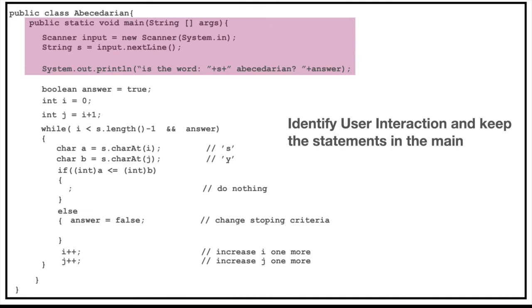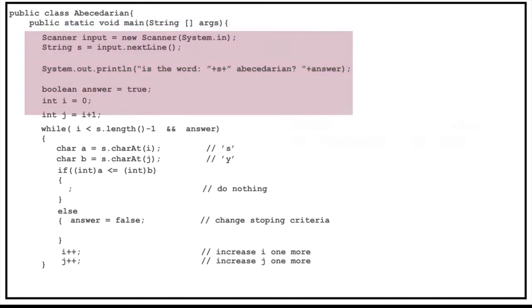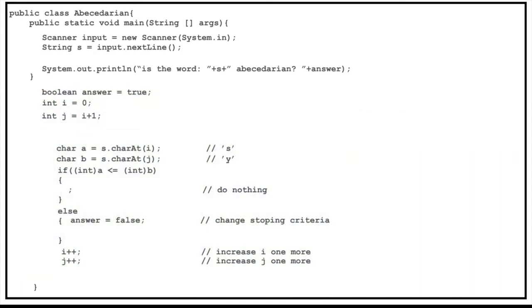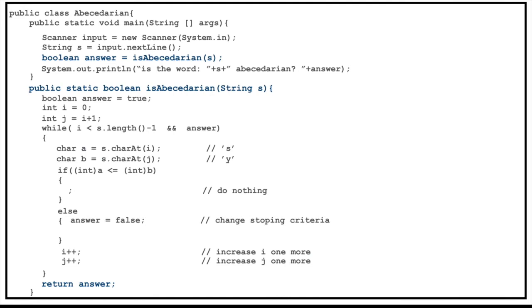Now, what about the rest? For the rest of this part, we need to identify what is the actual method, right? So this is the task, this big square that you can see here in greenish. Identify the task process to migrate into one method. They should be outside of the main, that's what I capitalized here, OUTSIDE, in all caps. Make sure this will be outside of the main, inside of the class. So how are we going to do this? This code, we're not going to touch it. What we're going to do is put it inside of a method.